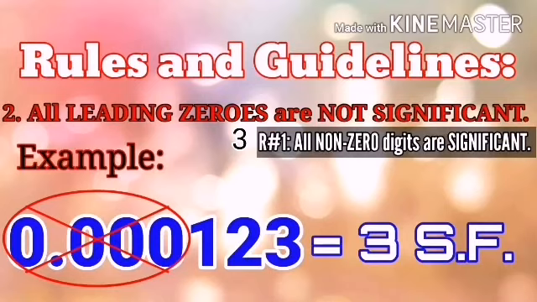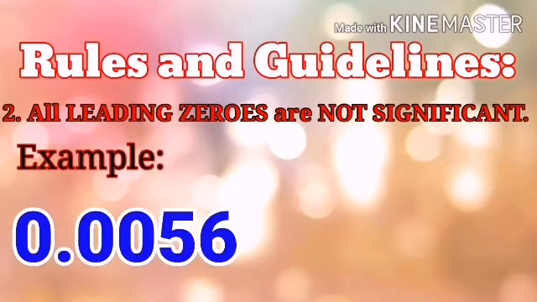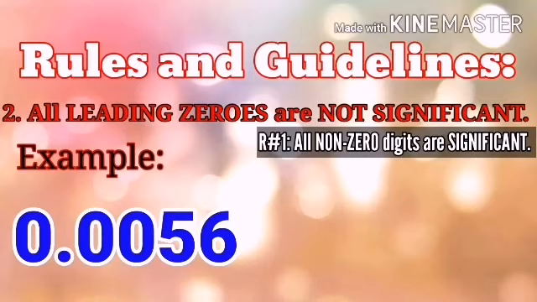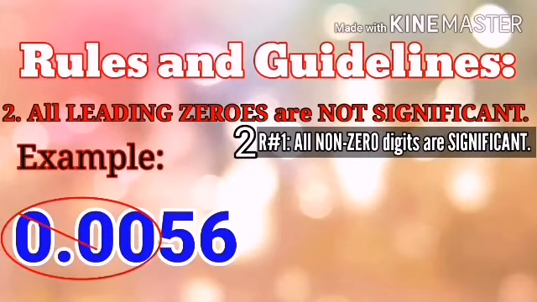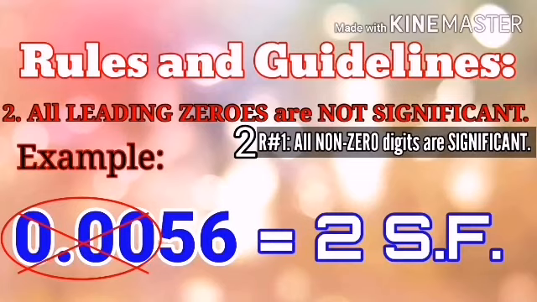Okay? Let's proceed to our next example. We have 0.0056. How many significant figures are there in these digits? Again, we are going to apply first the first rule, which is all non-zero digits are significant. Can you identify now what the non-zero digits are? Okay, let's count. We have 5 and 6. Therefore, rule number 1, we have 2 significant figures. Now, let's apply rule number 2. Now, these are the leading zeros and they are not significant. Therefore, we have 2 significant figures in these digits.